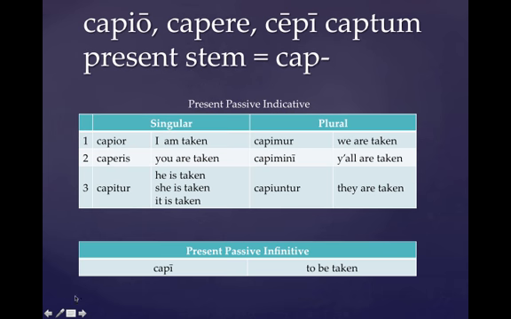In the passive, we have, for the first person singular, the first principal part plus the R, right? Capior, I am taken. Caperis, with that ERIS, you are taken. Capitur, he is taken, she is taken, it is taken. Capimur, we are taken. Capimini, y'all are taken. And capiuntur, they are taken. And again, the present passive infinitive is the present stem, cap, plus the long I, so capī, to be taken. And that's actually going to look just like you would expect it to look as a third conjugation verb.